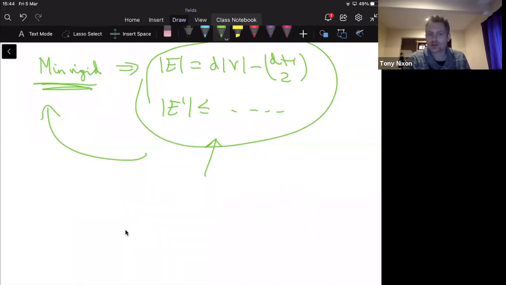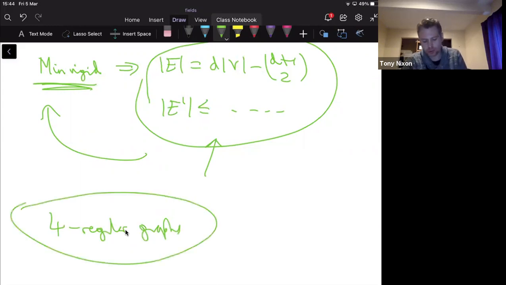One natural one is to say, here's a class of graphs, for example 4-regular graphs, and you want to pick a 4-regular graph at random. So you have a bucket with every single 4-regular graph on n vertices. You want to pick one at random and ask, is it rigid in 2-dimensional space? So every 4-regular graph has this.